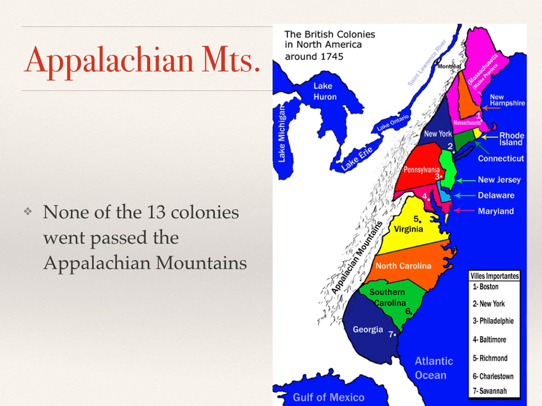New York was taken from the Dutch by the English. It had originally been called New Amsterdam. Pennsylvania had been given to a man called William Penn as payments, and Georgia had been set up as an attempted kind of utopian colony that didn't really work out. But all the colonies would have stopped at the mountain range. You can see here the Appalachian Mountains. That was as far as the colonies went.